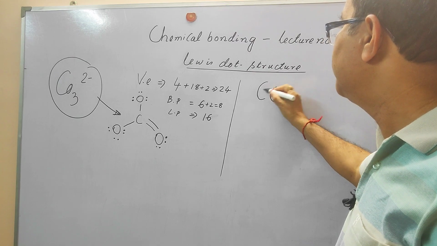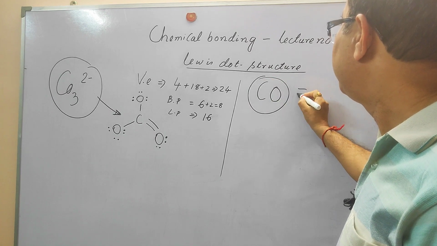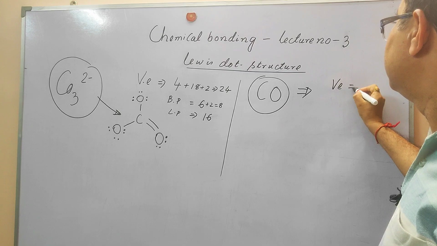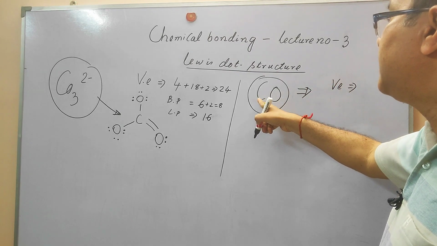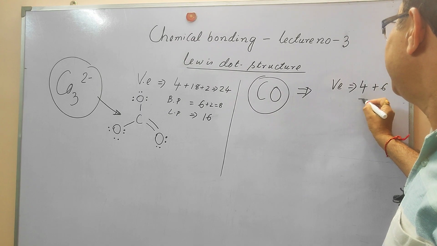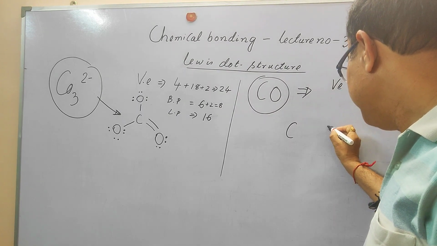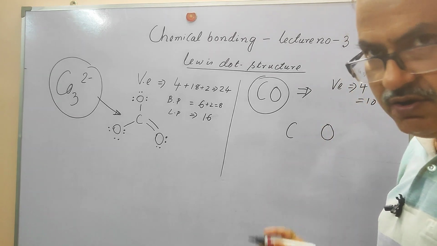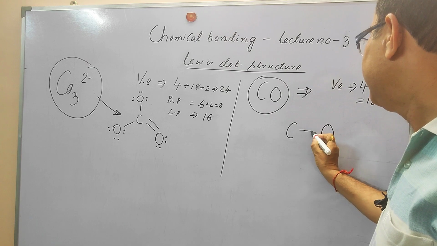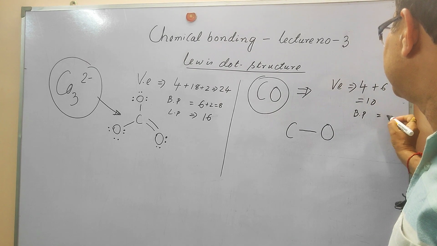Now suppose carbon monoxide. In the case of carbon monoxide, what do we have to do? First, valence electrons. How many valence electrons are there? Carbon has 4 valence electrons and oxygen 6. Total 10. Then we have to make a skeleton picture of this carbon monoxide. Make a bond here. So for the bond pair, we have utilized 2 electrons.